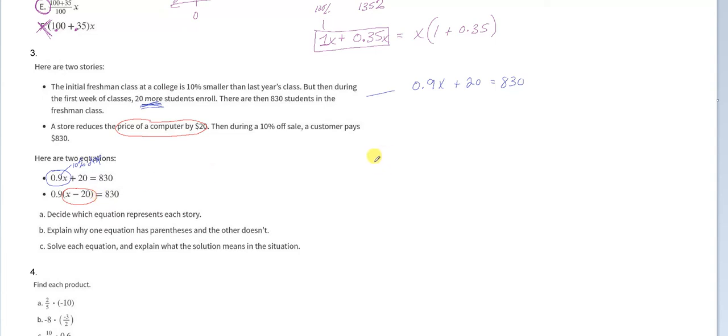So that makes sense for that one to match 0.9 times (x minus 20). We need the parentheses here because that $20 has to be deducted before you do the percentage. So that answers B. While one equation has parentheses and the other doesn't, the $20 must be deducted first. So that's why we have to have the parentheses on that one.